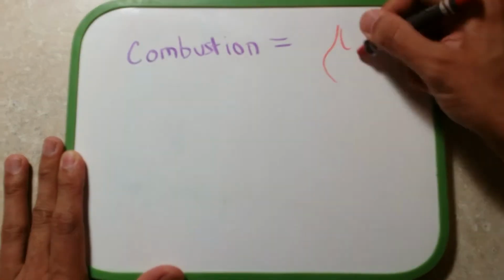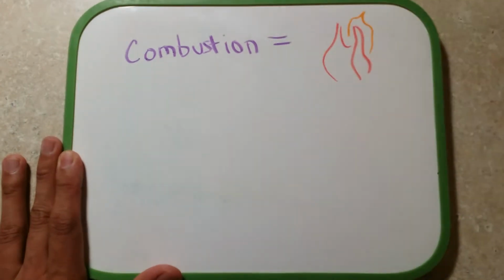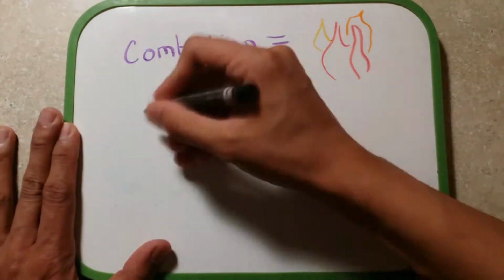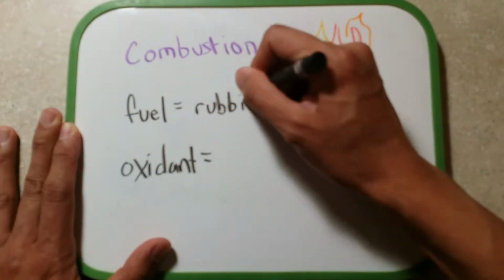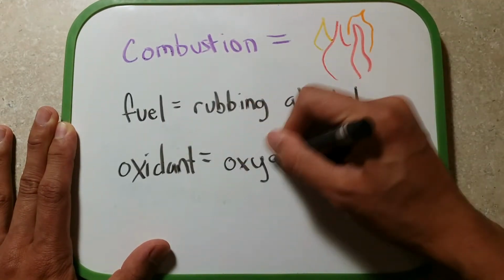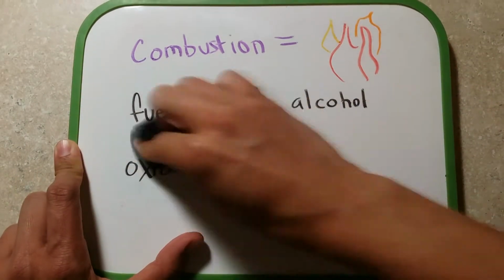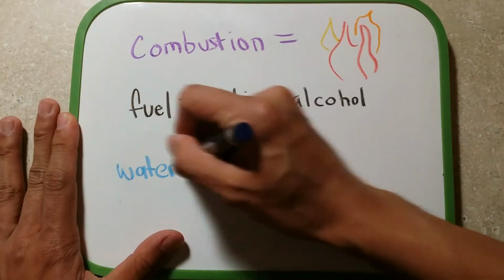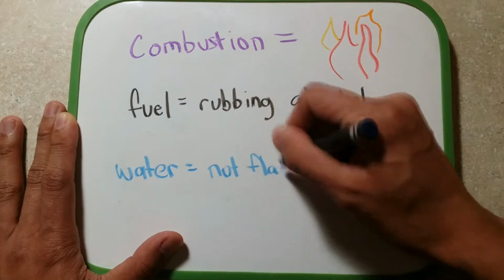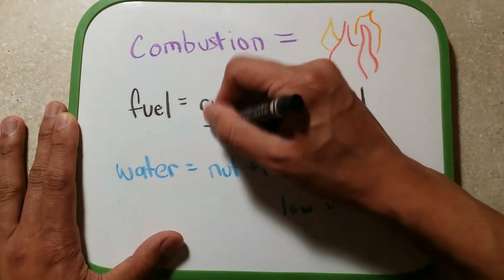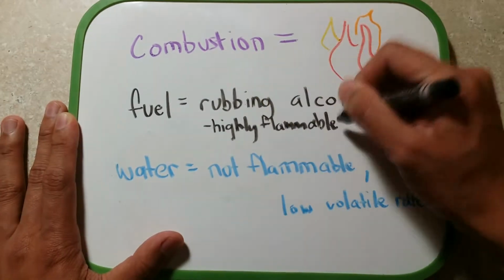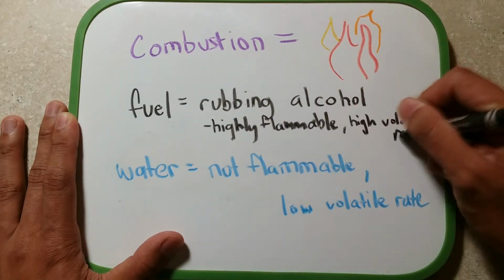Combustion, or the process of burning something, is a high-temperature chemical reaction between some sort of fuel and an oxidant, which in this case is oxygen. The fuel that we used is rubbing alcohol, which is known to be highly flammable and also highly volatile, which means it evaporates into a vapor fairly quickly. Water, on the other hand, is not flammable and has a lower volatile rate compared to rubbing alcohol.